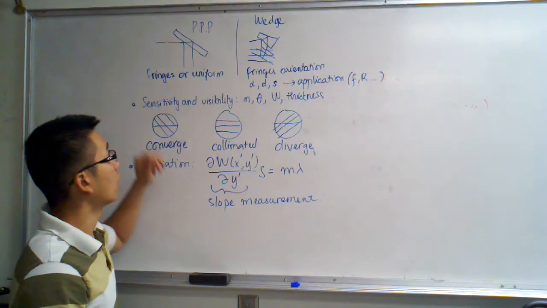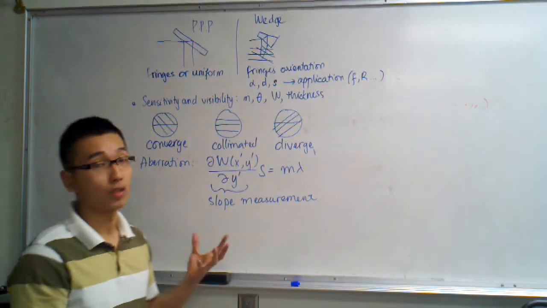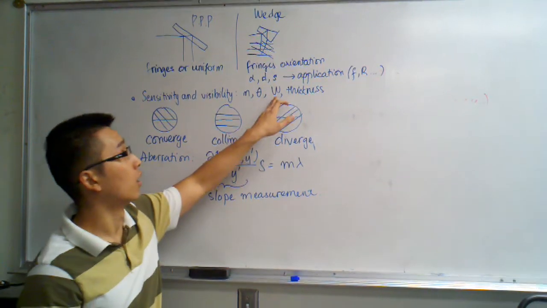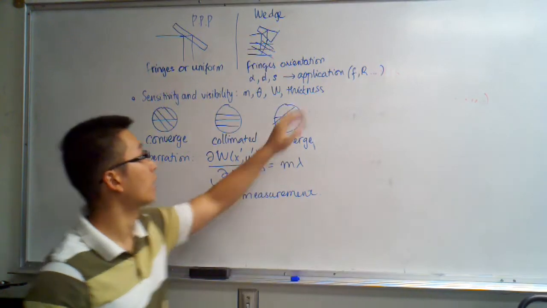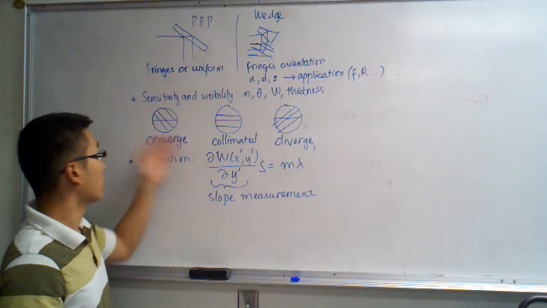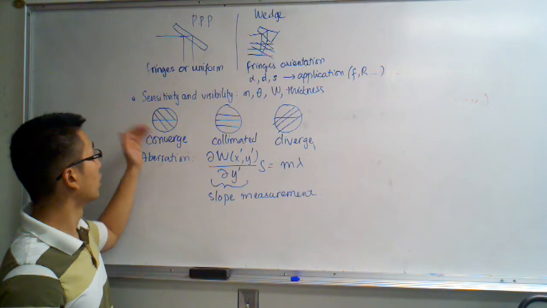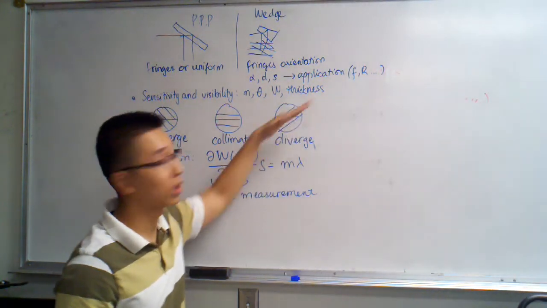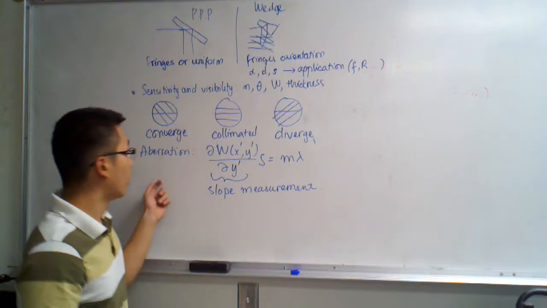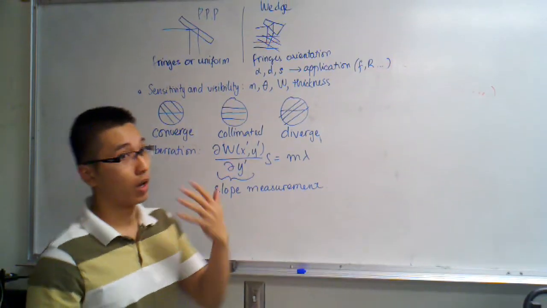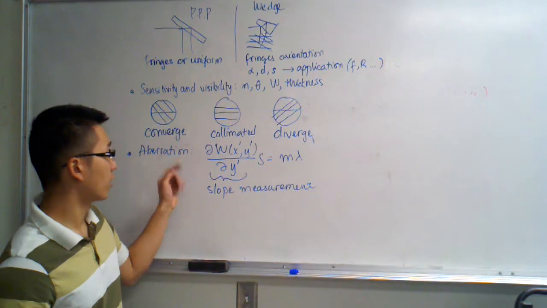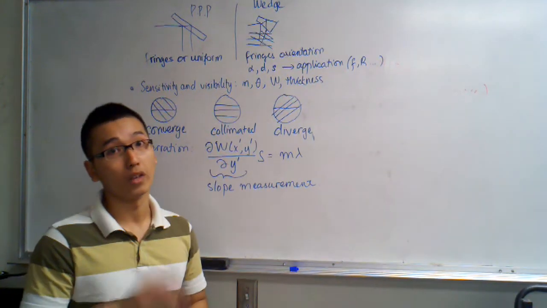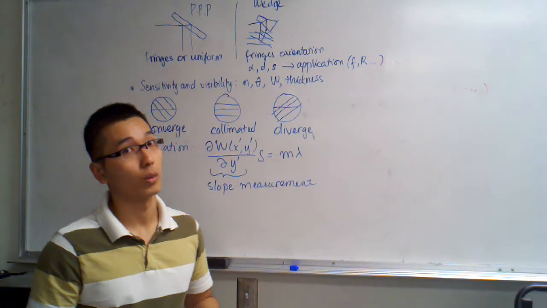The sensitivity and the visibility of shear plates depend on the index of the shear plates, the wedge angles, the diameters of the shear plates, and the thickness of the shear plates. This is a picture showing what converging fringes look like. Collimated fringes are long and horizontal, and diverging fringes look in this direction. Aberration measurement can be used with the shear plate, and it is actually a slope measurement, as you see over here. So instead of seeing a 4 degree angle, you're going to see 3 degrees for spherical aberration.